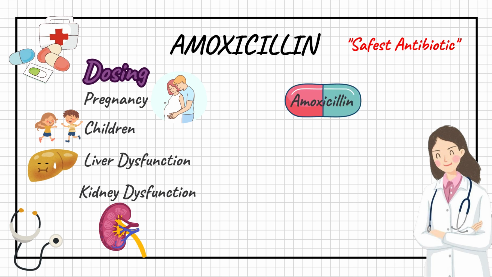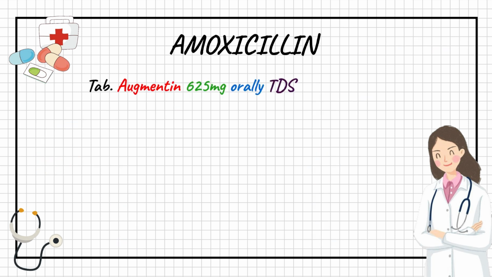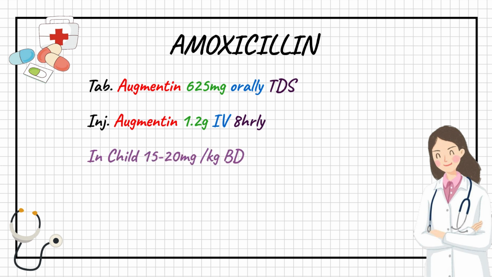Since amoxicillin alone is not very effective, we combine it with a beta-lactamase inhibitor. Tablet Augmentin 625 mg orally 3 times daily, containing 500 mg amoxicillin and the rest clavulanic acid. Injection Augmentin 1.2 grams IV every 8 hours with 1000 mg amoxicillin and 200 mg clavulanic acid. In children, 15 to 20 mg per kilogram twice daily.